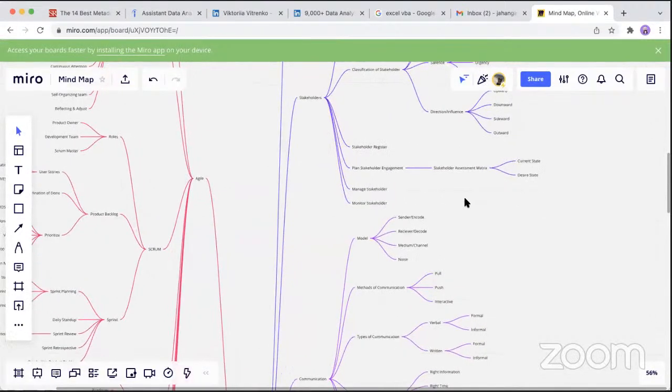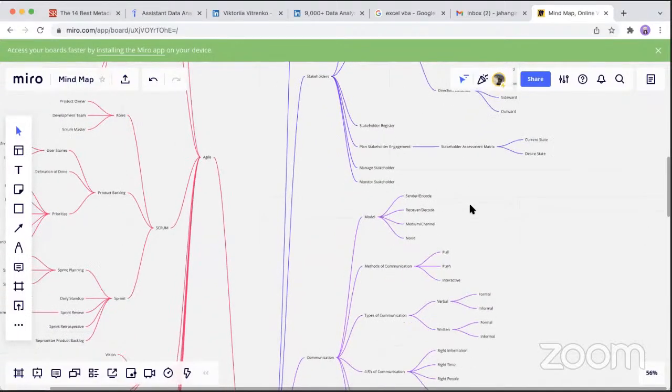In stakeholder, we plan for the engagement of the stakeholders. The main concern is using the stakeholder assessment matrix. We analyze their current state, and we make a strategy to get to their desired state. Then we monitor the stakeholders and control the stakeholder engagement.